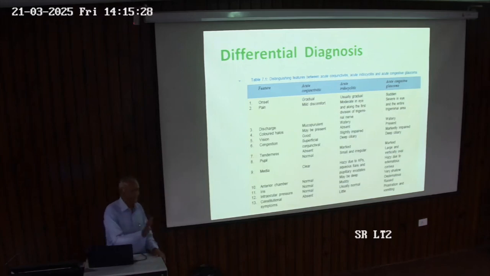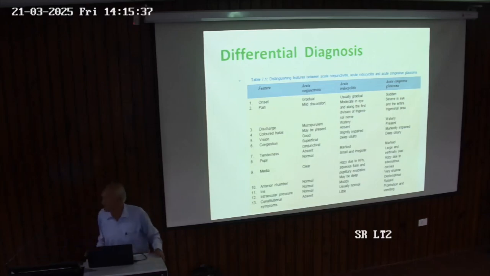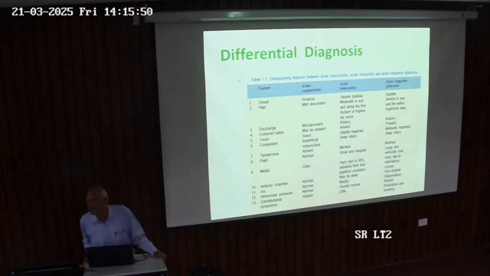So I'll skip this part, because when a case of the red eye comes to the OPD, there are three main causes. One is infection, like acute conjunctivitis. Other factors are also there, like trauma and chemical injury. These are the common causes of the red eye.